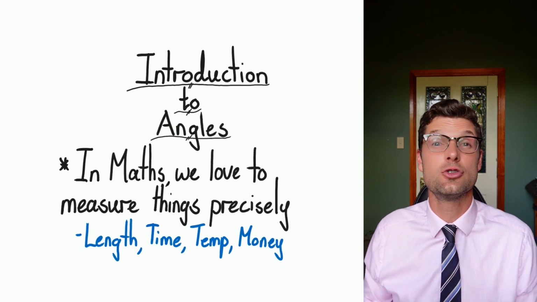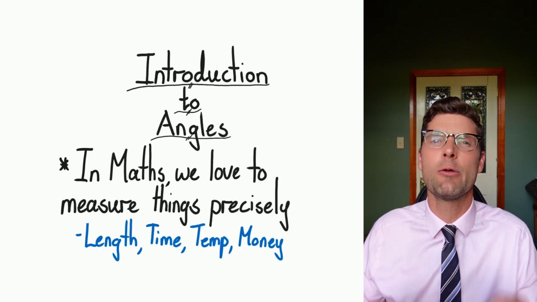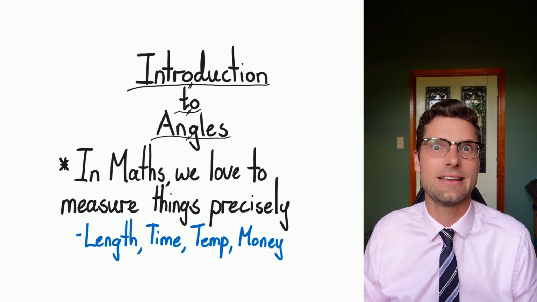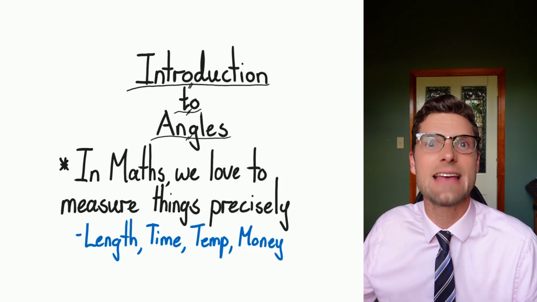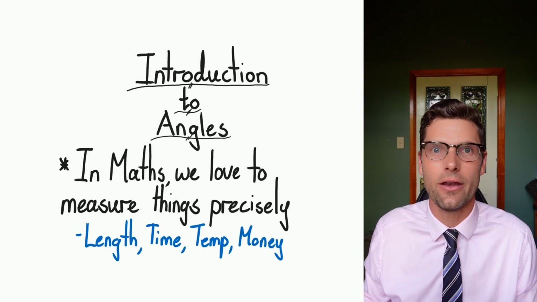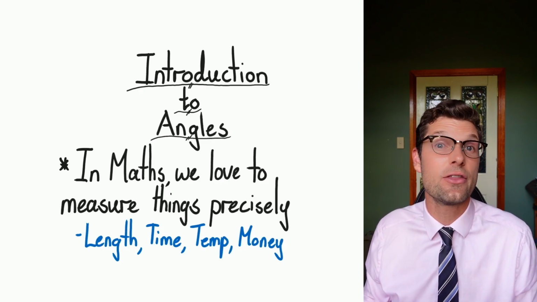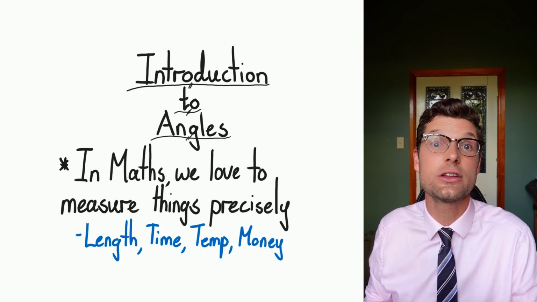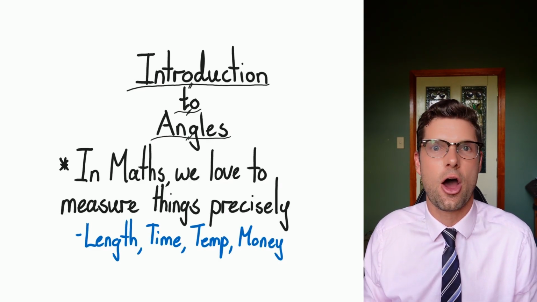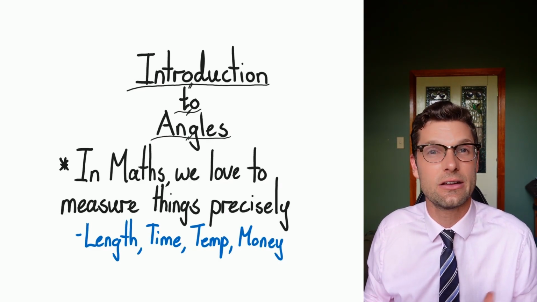So we do love to quantify things exactly. We want exact measurements. We want to know how far exactly is that thing away from us. We want to know exactly how hot it is. Hell, it's good to know exactly how much money we've got. And angles are just another tool in our toolbox in order to measure things exactly. And it's something we're going to look at all throughout high school, so it's really good to get your head around it nice and early.